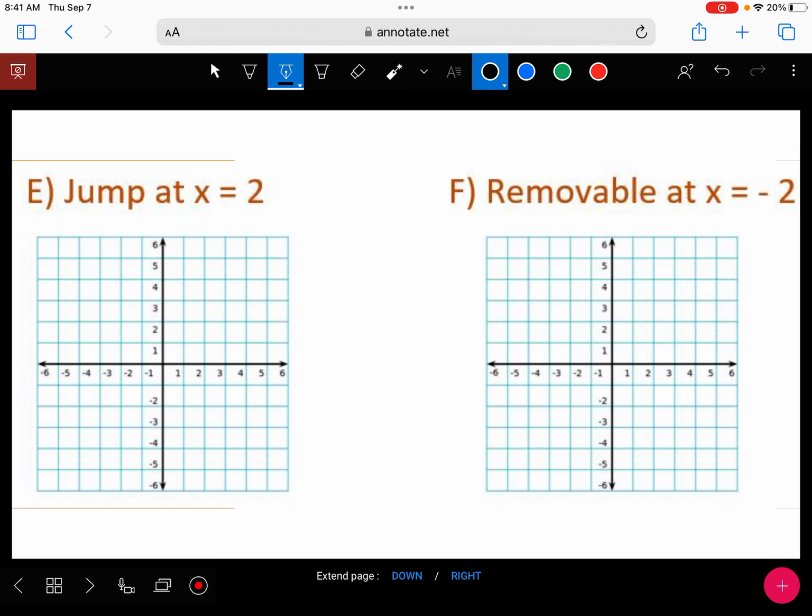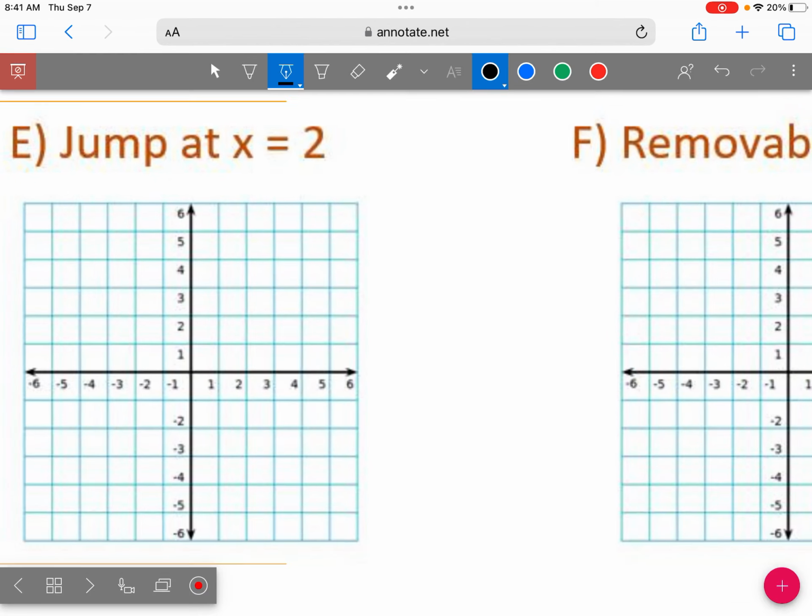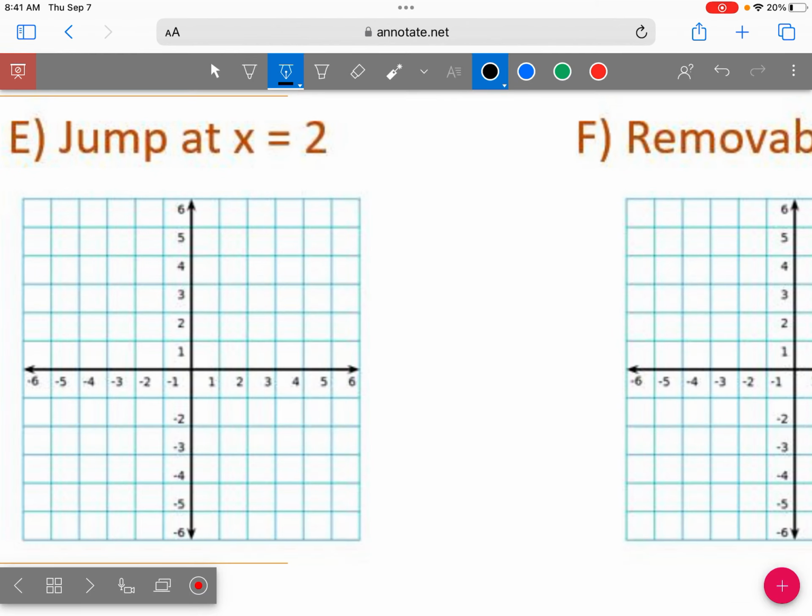So let's go ahead and talk about these two. So we have a jump at 2. So I'm gonna put 2 open circles this time. I'm gonna put an open and another open. And I'm just gonna make it simple. Why make it complicated? A line going to the left, a line going to the right, done. It doesn't matter which one goes to the left and which one goes to the right, but they can't go in the same direction. And they have to meet up at the fence.